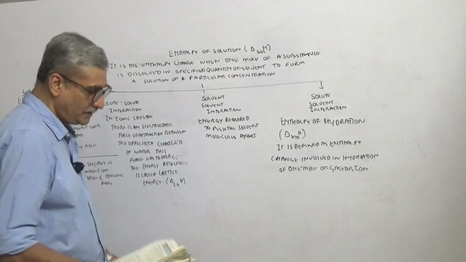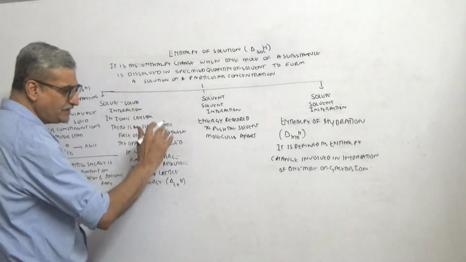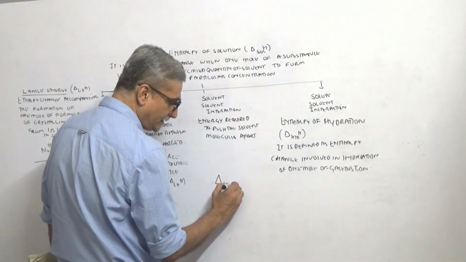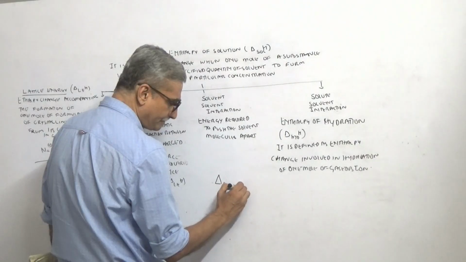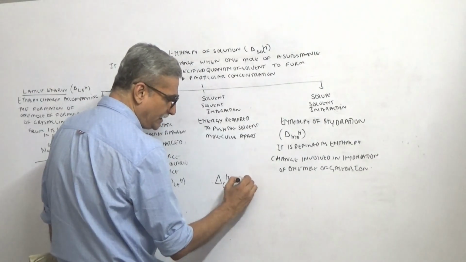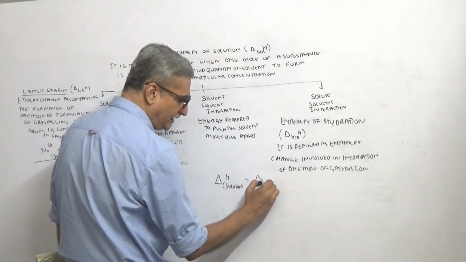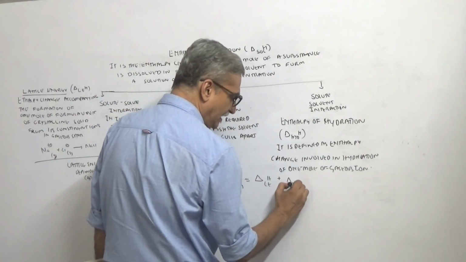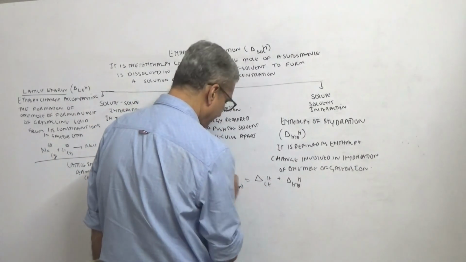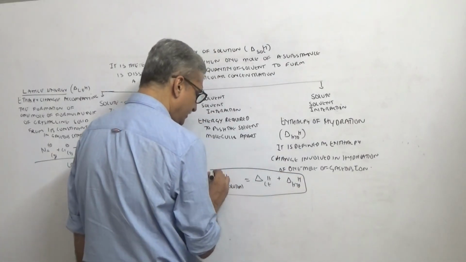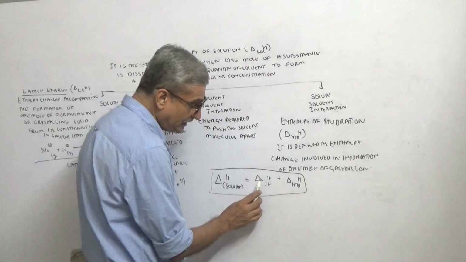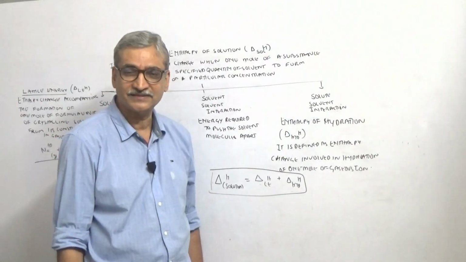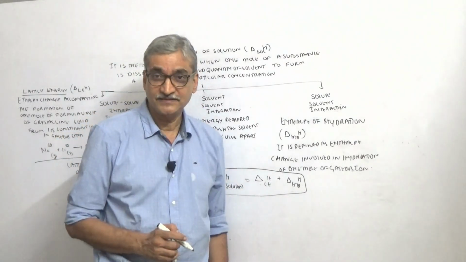Is this clear? Now, if you summarize all this, the mathematical expression that we get is enthalpy of solution is the summation of delta lattice energy H plus delta hydration H. Very important. In this you can see that lattice energy is endothermic, hydration is exothermic. So the net of this, now we will answer.